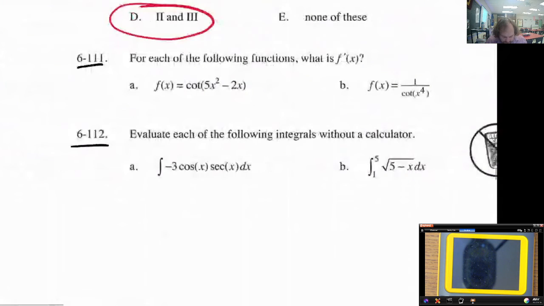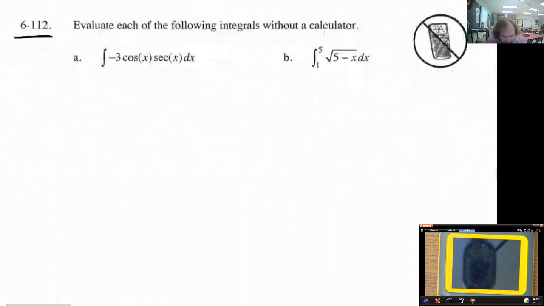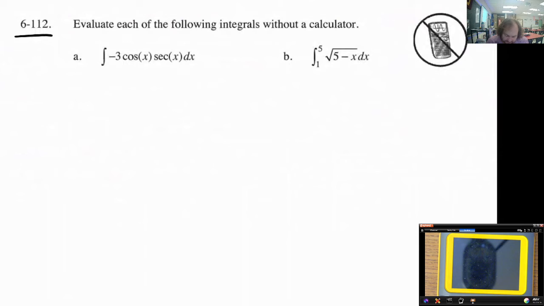Looking at the last question here, 6.1.12, this is a no calculator thing. We have to evaluate each of the following integrals without a calculator. Question A, and the theme of this homework assignment appears to be, do you remember trigonometry? It's okay if you don't. You get a lot of practice with it going forward.